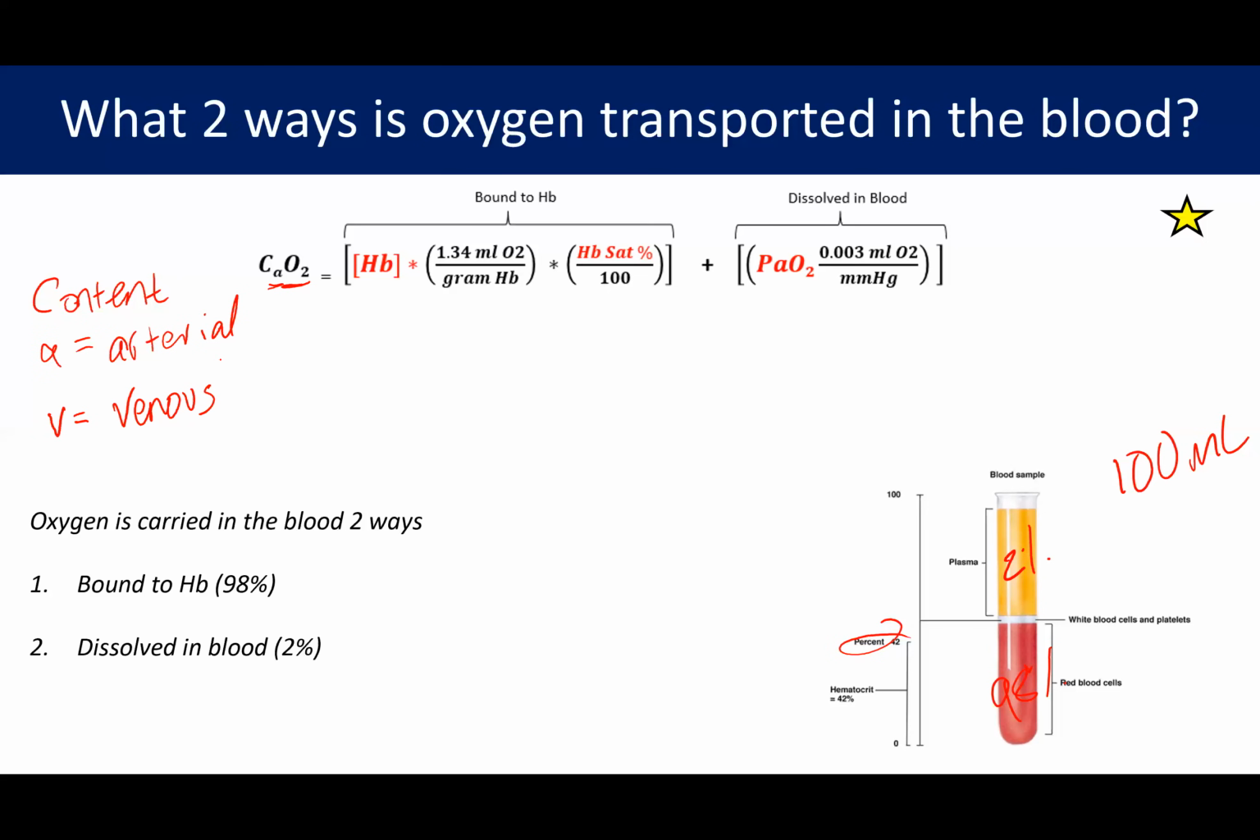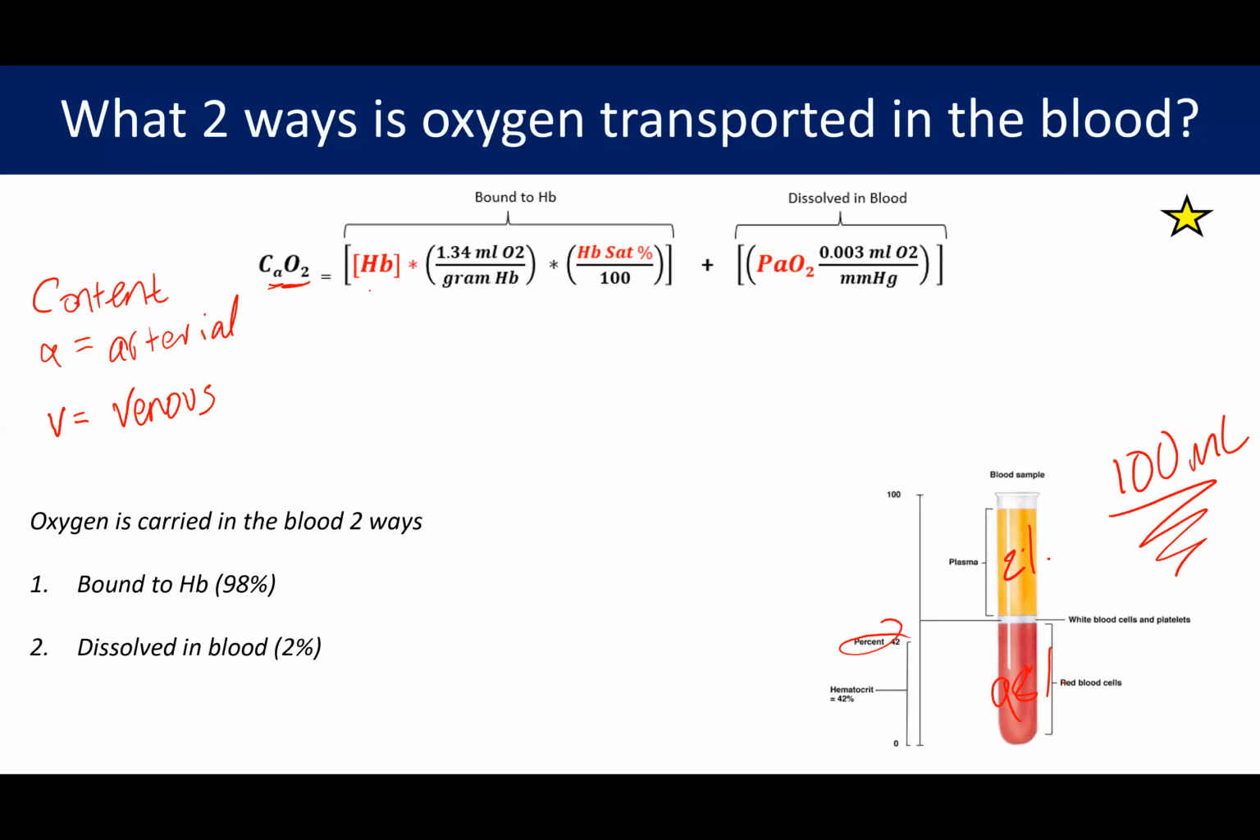So the CaO2, the content of oxygen in arterial blood, can be calculated by drawing some blood. Let's say 100 milliliters is usually a standard. So we're going back to this 100 milliliters. You draw 100 milliliters of blood, and then you look at how much is bound to hemoglobin and then how much is dissolved in the plasma. So let's calculate how much is bound to hemoglobin.